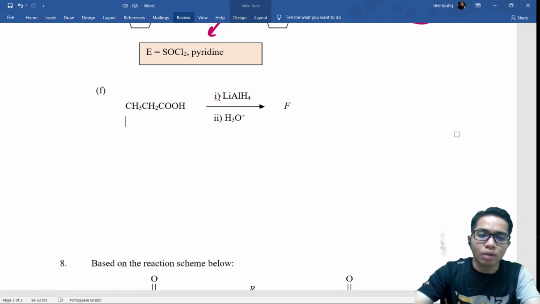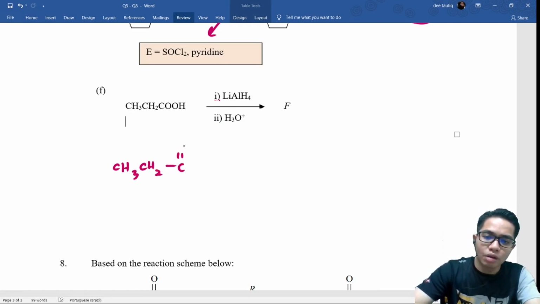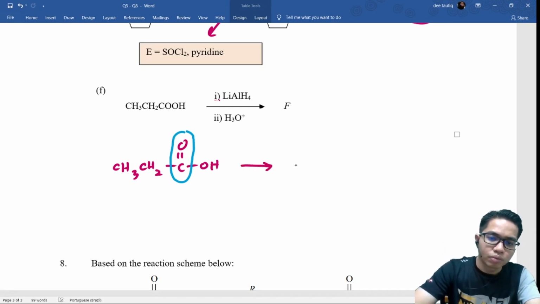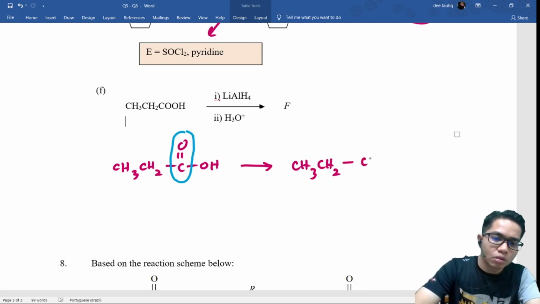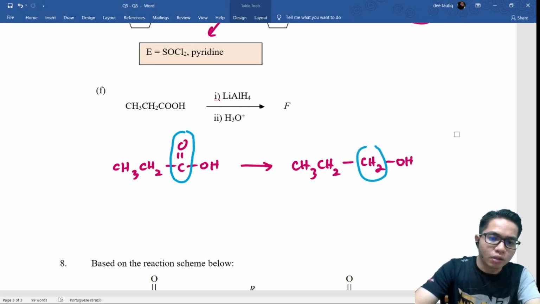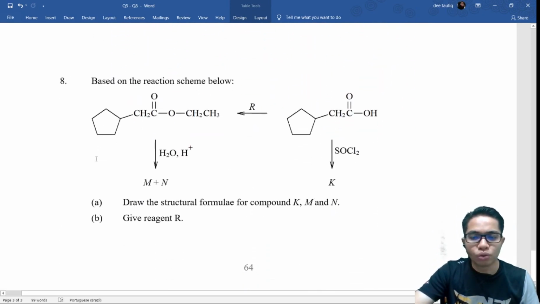F, bila kita guna lithium aluminium hydride with H3O+, what happen here is the CH3, CH2, C double bond O, OH. Okay. Ini kalau awak perasan, dari tadi kita dah buat, kita akan tukarkan kita punya C double bond O menjadi CH2. CH3CH2CH2OH. Okay. C double bond O will become CH2. So inilah kita punya F. Right, tamat untuk nombor 7.